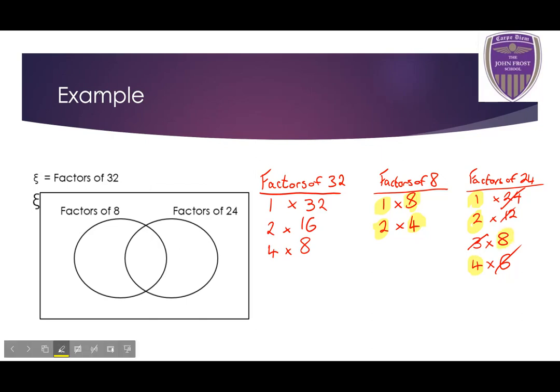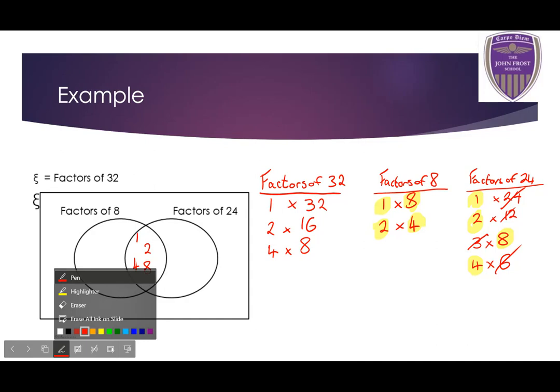So all these numbers will go in the overlap of these factors of 8 and factors of 24, okay, that are all factors of 32. Are there any factors of 8 that aren't factors of 24? No, because we've highlighted them all. Are there any factors of 24 that aren't factors of 8? No, because we've highlighted them all.